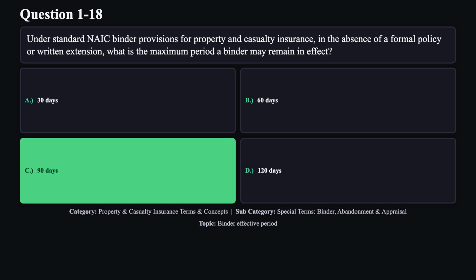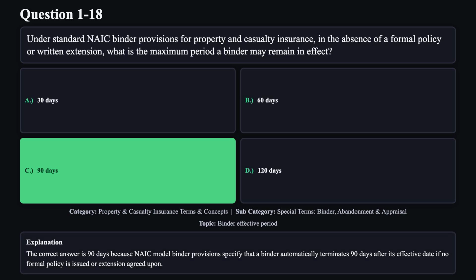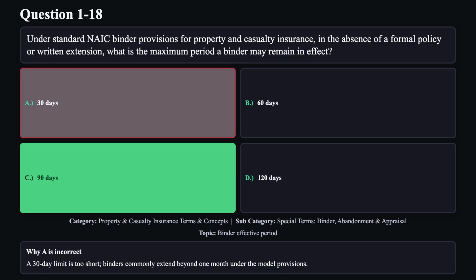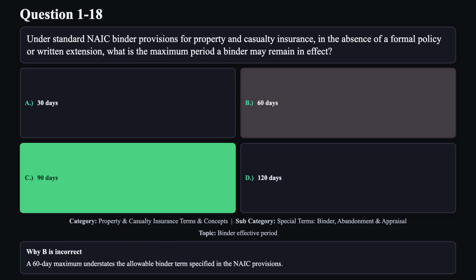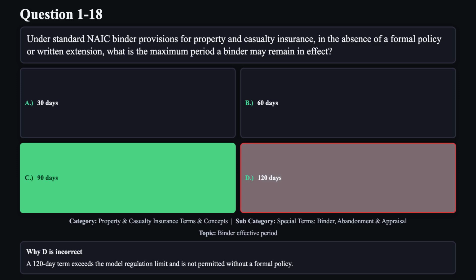The correct answer is C. The correct answer is 90 days, because NAIC model binder provisions specify that a binder automatically terminates 90 days after its effective date if no formal policy is issued or extension agreed upon. Reason A is not correct. A 30-day limit is too short. Binders commonly extend beyond 1 month under the model provisions. Reason B is not correct. A 60-day maximum understates the allowable binder term specified in the NAIC provisions. Reason D is not correct. A 120-day term exceeds the model regulation limit and is not permitted without a formal policy.